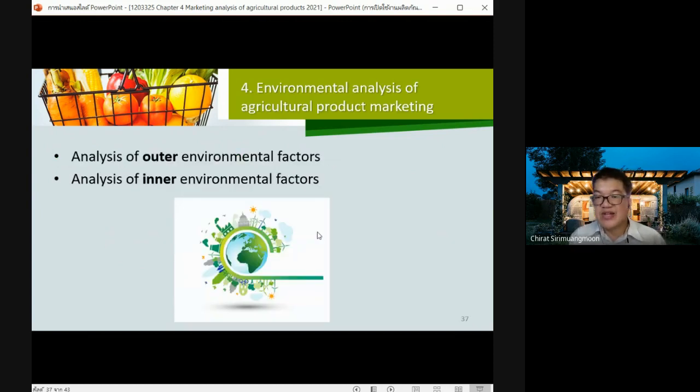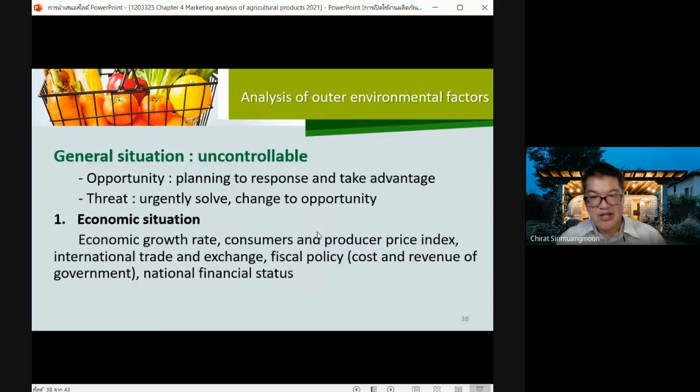The last one is about environment analysis of agricultural products marketing. In this case, we're going to talk about the outer environment and inner environment, like the outside and inside environment. For outside, the outer environment first. Let's talk about the general situation. Outer factors are the factors that we can't control, which we might call uncontrollable. So it's actually the good opportunities and also the threats. If you remember SWOT analysis, it's actually the O and T.